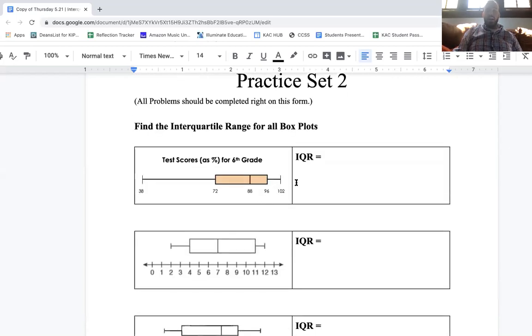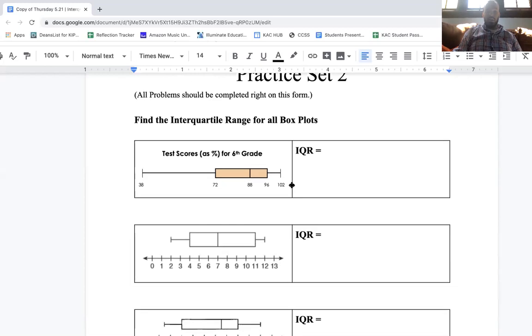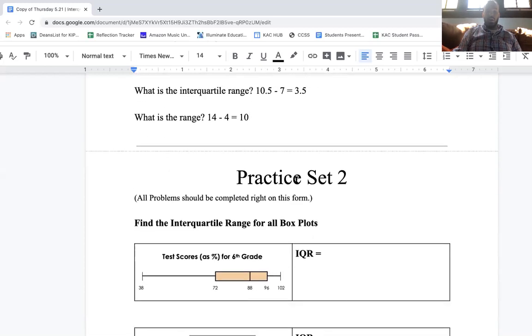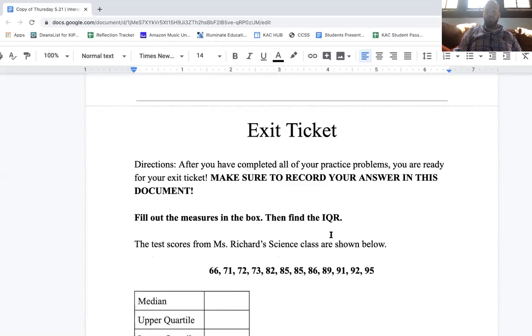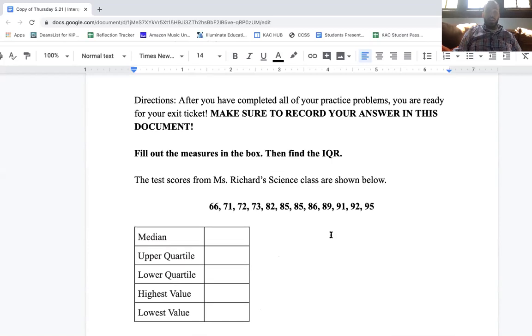For the next set, I am not going to give you the answers. I'll just double check them on your classwork. So you'll do the IQR interquartile ranges here. All you need to look at is upper quartile and lower quartile and subtract. You can move right onto your exit ticket when you're done with that.